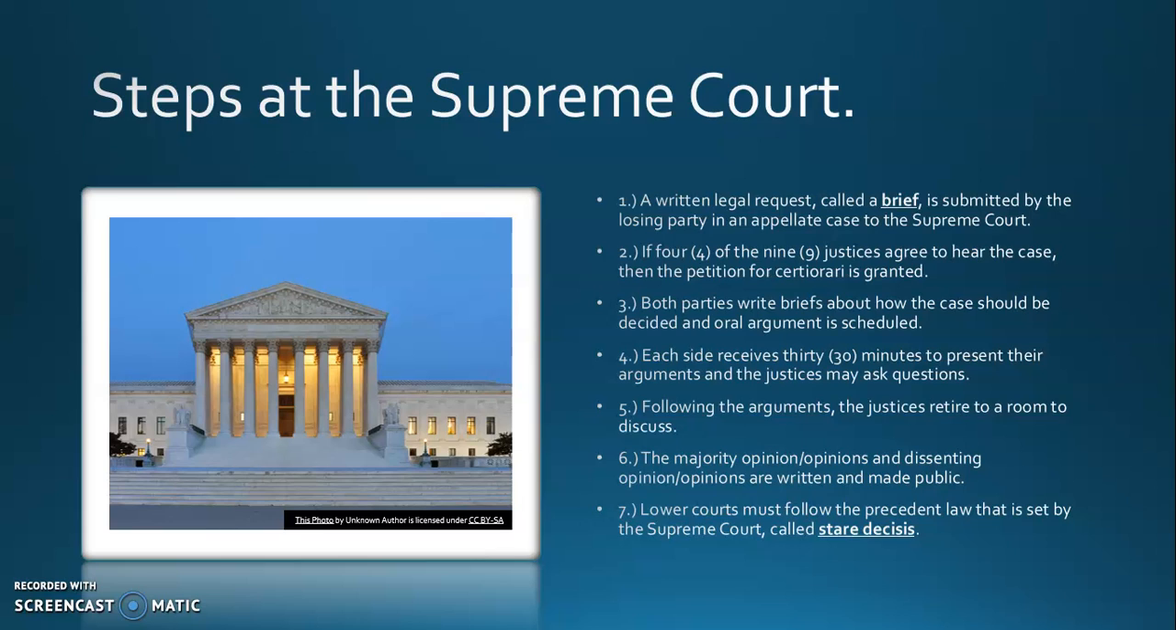Now, in the oral argument, number 4 here, each side receives 30 minutes to present their arguments, and the justices may ask questions. Number 5, following the arguments, the justices retire to a room to discuss. Number 6, the majority opinion or opinions, or the concurring opinion and dissenting opinion or opinions are written and made public. Number 7, lower courts must follow the precedent law that is set by the Supreme Court, called stare decisis.